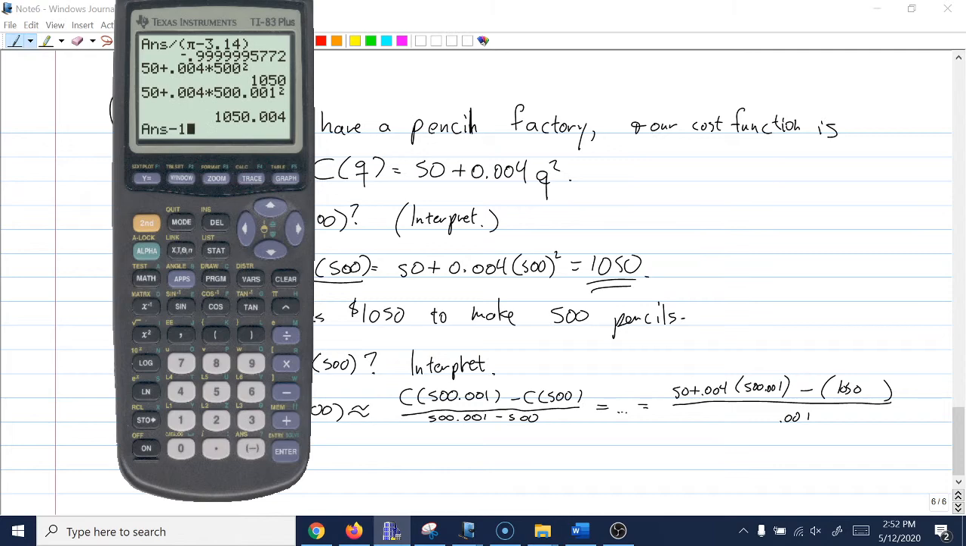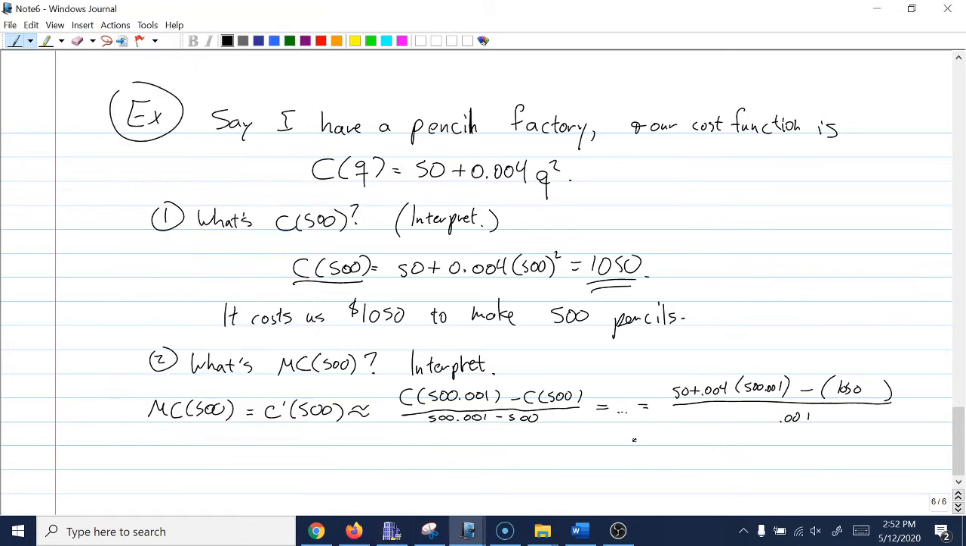Subtract off the 1050. Divide that by 0.001. I get 4.0004. A number so close to 4 that it would be reasonable to make a guess that the derivative is probably 4. C prime, MC of 500 is 4.